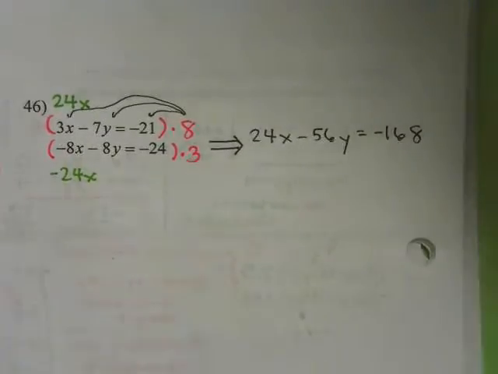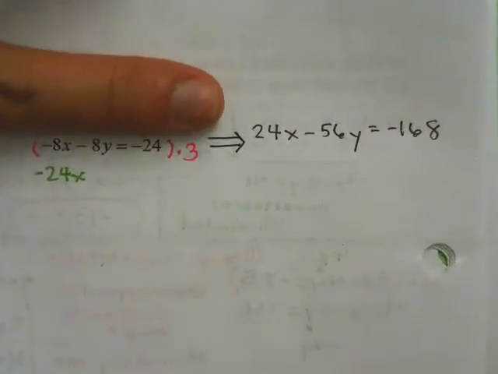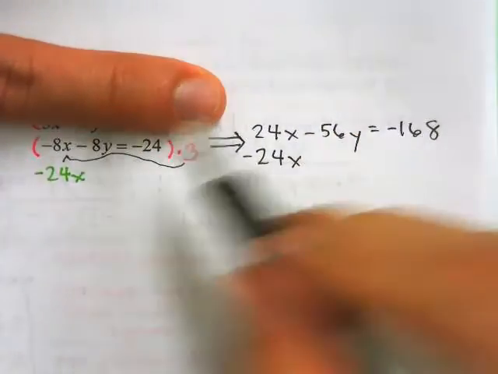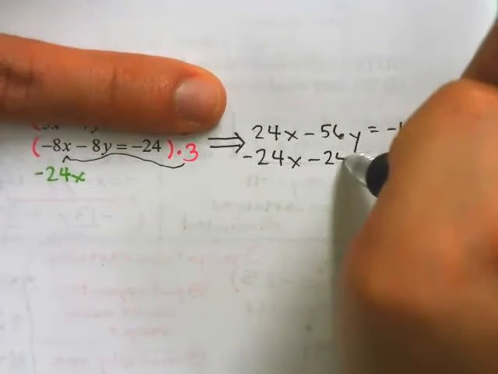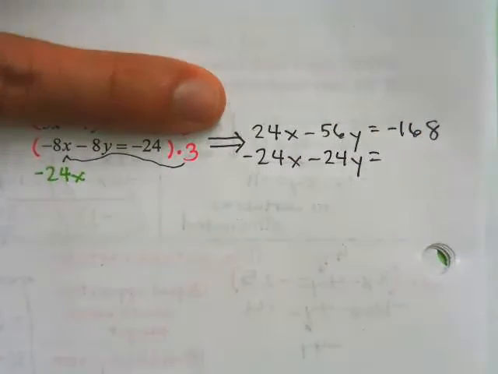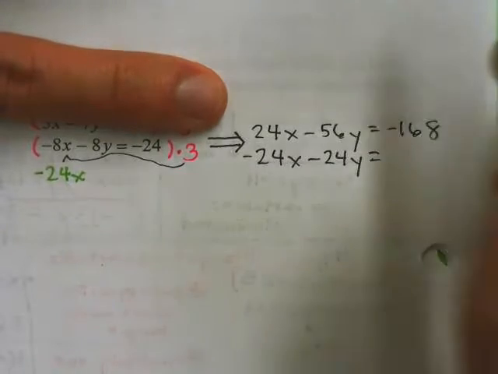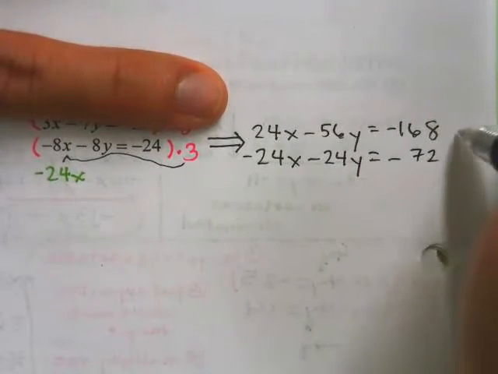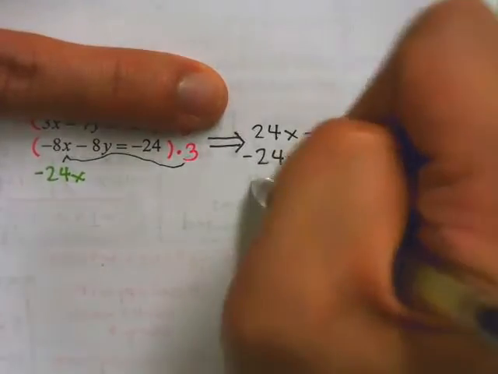Let's go ahead and do the second row. Okay, I need help. 3 times negative 8. Negative 24x, good. And 3 times negative 8, oh, I just said that. So negative 24y, good. And then I need help with negative 24 times 3. Negative 72, thank you.